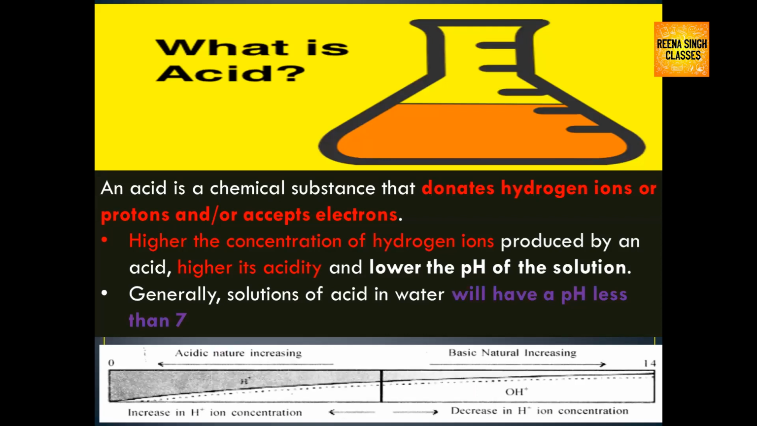What is an acid? An acid is a chemical substance that donates hydrogen ions or protons, or accepts electrons. The higher the concentration of hydrogen ions produced by an acid, the higher its acidity and the lower the pH of the solution. Acidity will increase. So generally, an acid in water will have a pH less than 7.